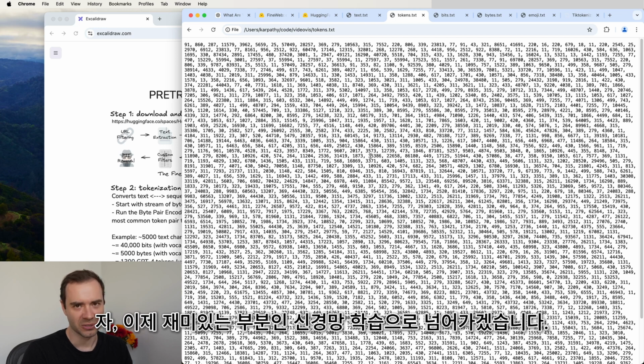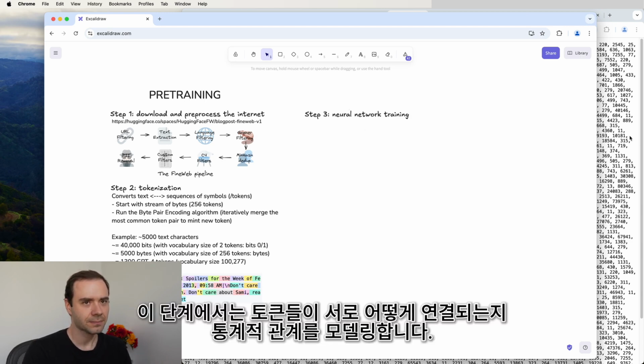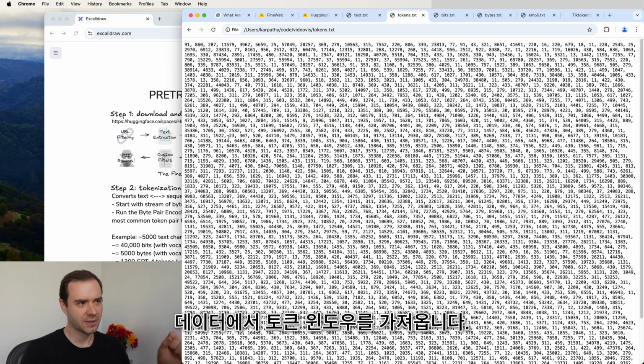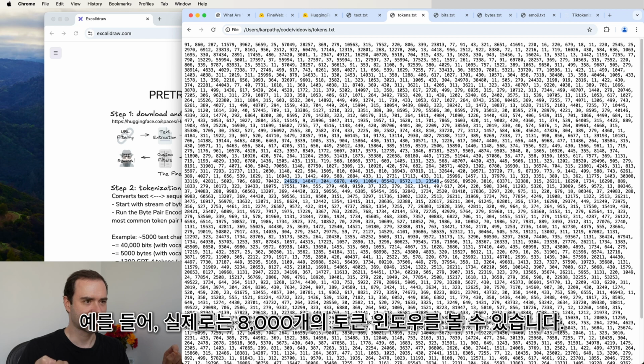Okay, so now we get to the fun part, which is the neural network training. This is where a lot of the heavy lifting happens computationally when you're training these neural networks. What we want to do in this step is model the statistical relationships of how these tokens follow each other in the sequence. So we come into the data and we take windows of tokens, fairly randomly. The window's length can range anywhere between 0 tokens all the way up to some maximum size that we decide on. For example, in practice, you could see token windows of, say, 8,000 tokens.